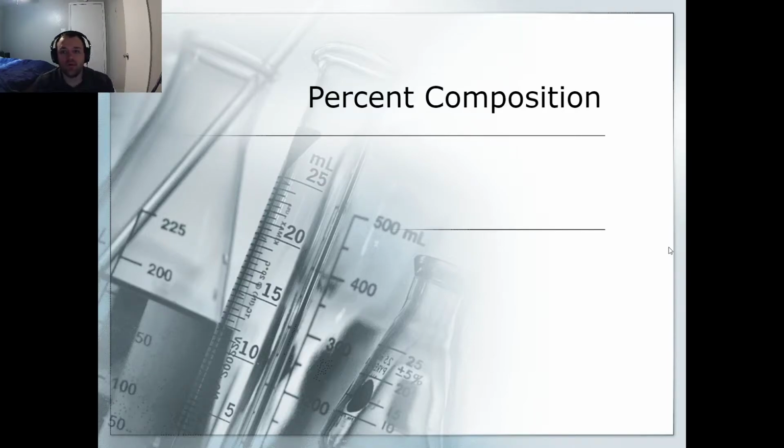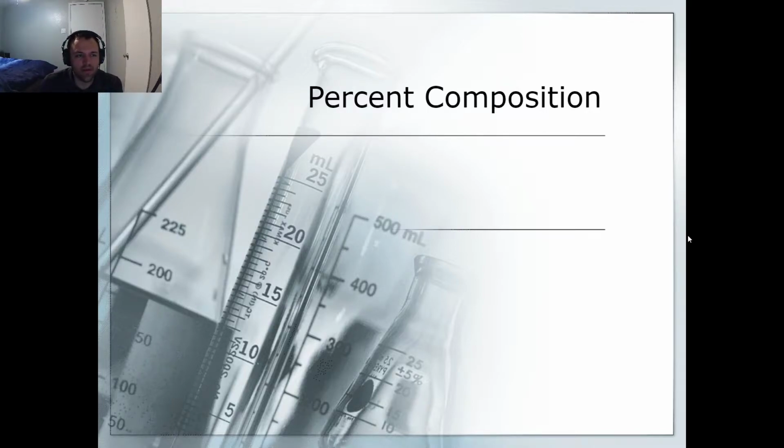Okay, what we're going to be talking about today is what's called percent composition. This is where we're going to be using the molar mass and the atomic mass and those tools that we've been using the last couple of weeks in order to figure out, in any given chemical formula, what percentage of that is this element or that element.